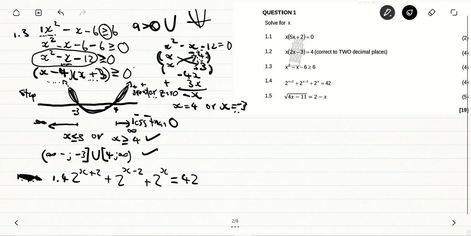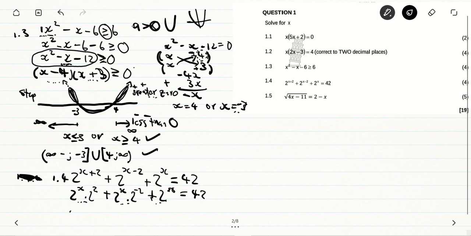Okay, so we know that 2 to the power x plus 2 is the same as 2 to the power x times 2 to the power 2, plus 2 to the power of x minus 2 is the same as 2 to the power of x times 2 to the power of -2, plus 2 to the power x is equal to 42. Now we've just expanded everything here. We can see that 2 to the power x is found everywhere here.